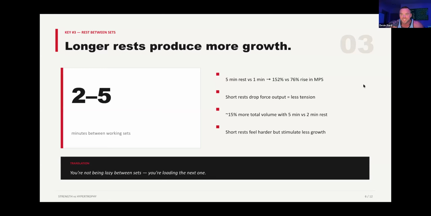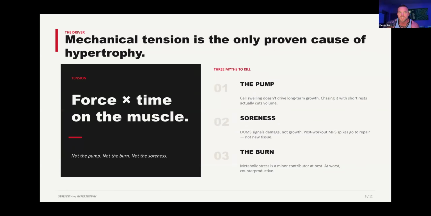That is insane. Okay. The main reason for this is because if you don't rest long enough, then the amount of force that you can put out is dramatically lower, which means the less tension you can put out. Again, mechanical tension is everything. Okay. Force times time is what grows the muscle. If you're not resting long enough, you're not going to be able to take the same amount of force that you just had for the same amount of time.